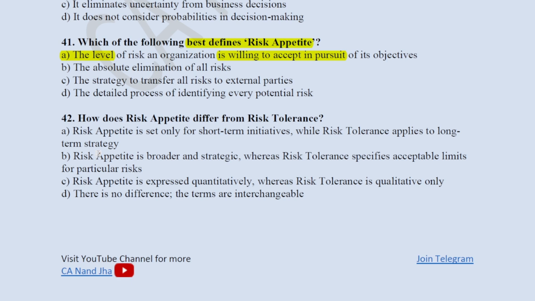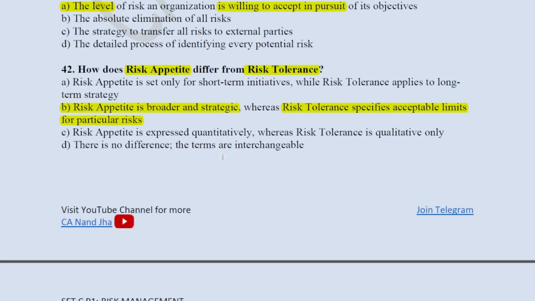How does risk appetite differ from risk tolerance? Risk appetite is set only for short-term initiatives, while risk tolerance applies to long-term strategy. No. Risk appetite is broader and strategic, yes, whereas risk tolerance is a specific acceptable limit for a particular risk. Risk appetite is expressed quantitatively, whereas risk tolerance is qualitative only. There is no difference. So the perfect answer should be B. All the other answers are incorrect.